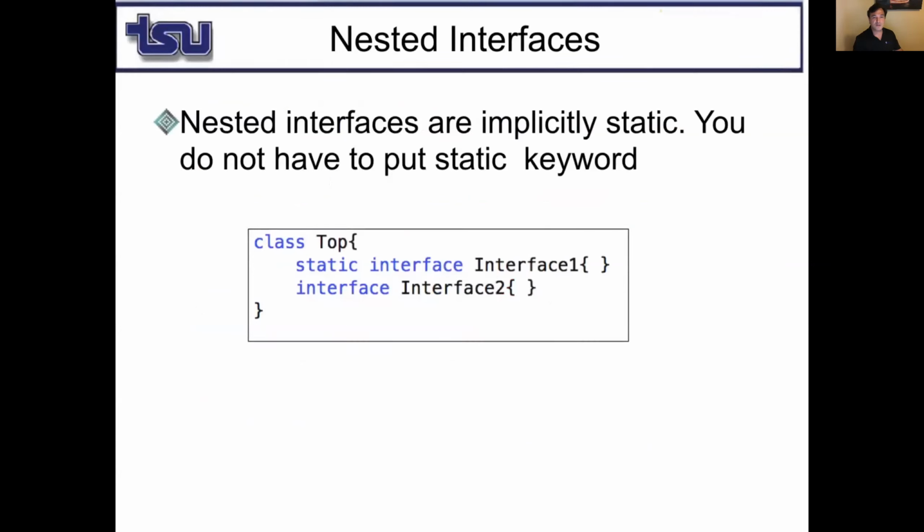And we also have something called a nested interface. As you can have a nested class, you can also have a nested interface. And nested interfaces are implicitly static. Even if you don't put the static keyword, they're going to be implicitly static.